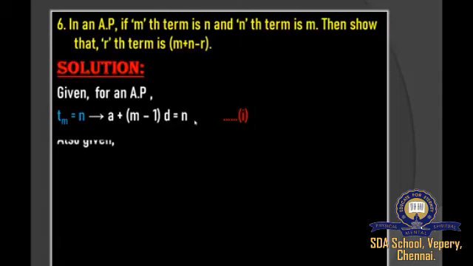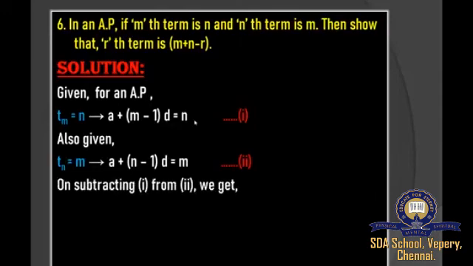Then the second data is the nth term is m. So Tn is equal to m. So the nth term can be written as a plus n minus 1 into d is equal to m. That will be your second equation. So now here, what is given? We have to prove the rth term is m plus n minus r.